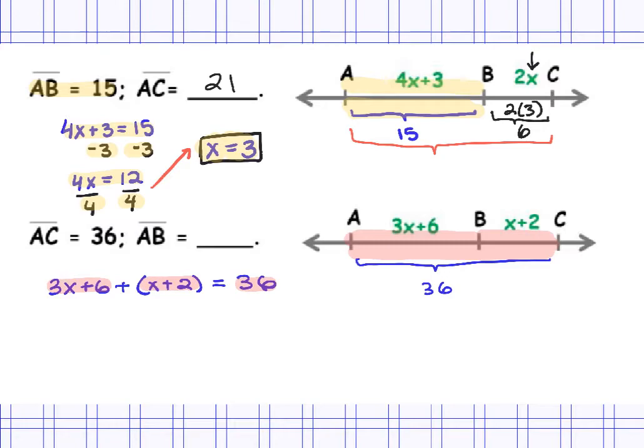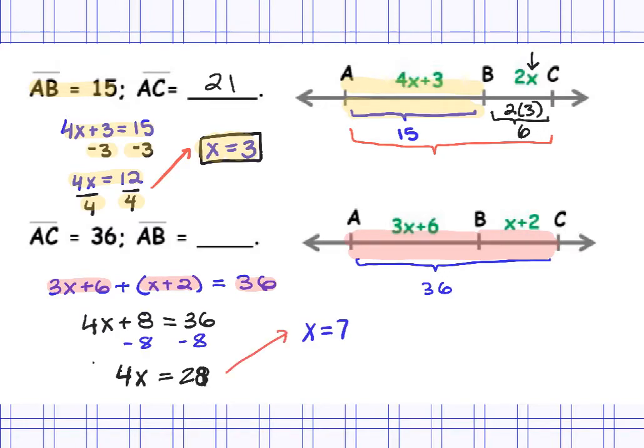And now I just have to solve for the missing variable, which is x. So combining like terms gives me 4x plus 8 is equal to 36. Then I have to subtract 8 from both sides. So that gives me 4x is equal to 28. And then I need to divide both sides by 4, and that yields x is equal to 7.